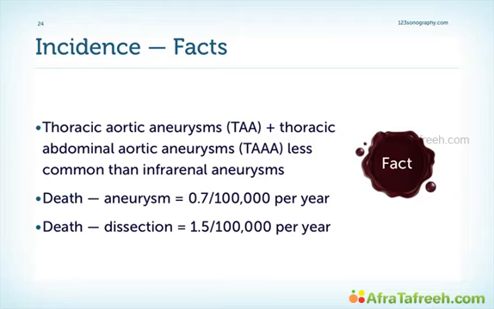To highlight the importance of aneurysms and to put everything into perspective, here are some facts. Thoracic aortic aneurysms and thoracic abdominal aortic aneurysms are less common than infrarenal aneurysms. Death from an aneurysm occurs in 0.7 per 100,000 patient years, and death from dissection in 1.5. So you can see the big threat is rupture and dissection.